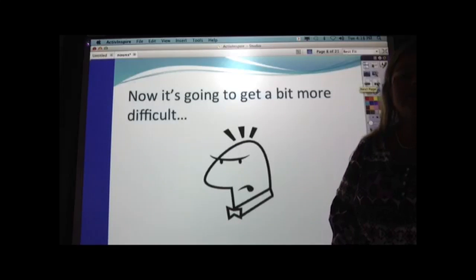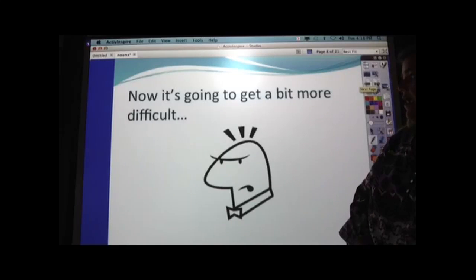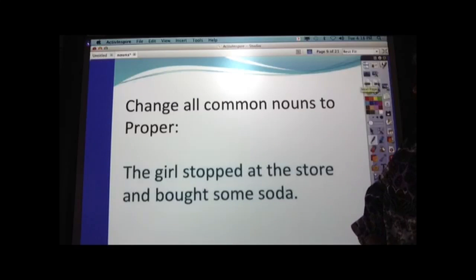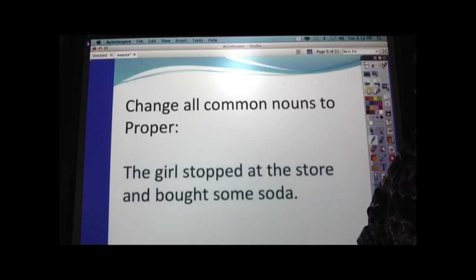Okay, now it's going to get a little bit more difficult. Now that you see the difference between common and proper nouns, let's check out this sentence. The girl stopped at the store and bought some soda. First, let's find the nouns. I've asked you to change the common nouns to proper nouns, but first let's find the nouns, and that will be helpful.